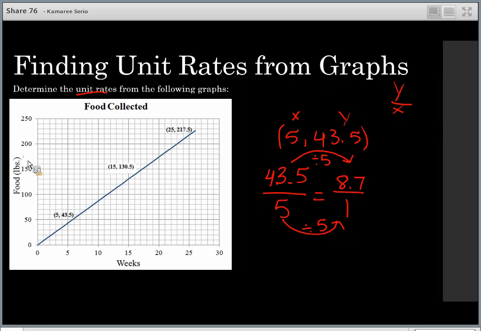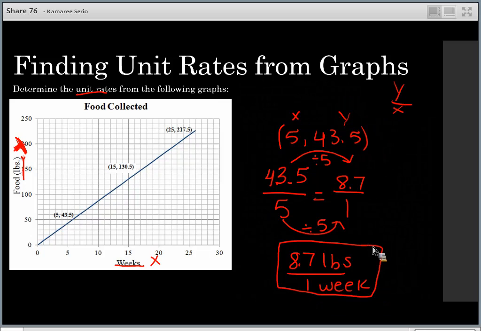Now again, let's look at our axis labels here. Our y is food in pounds, and our x is weeks. Which means that I have 8.7 pounds of food every 1 week.